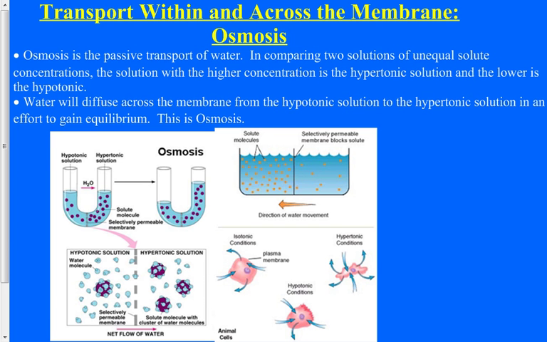All right, osmosis. Osmosis is the second most important method of cellular transport. But it's weird. Osmosis only transports one thing. Water. Okay, really important that we remember that. Osmosis is the passive transport of only water. Nothing else moves by osmosis.